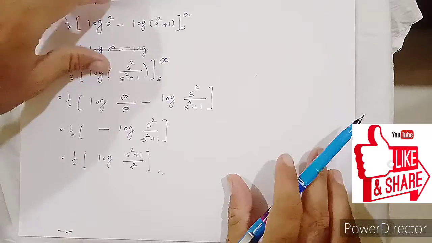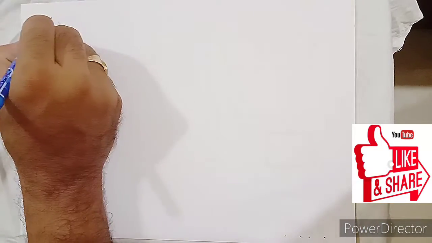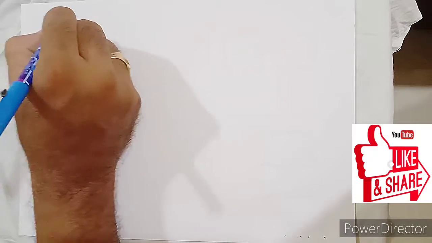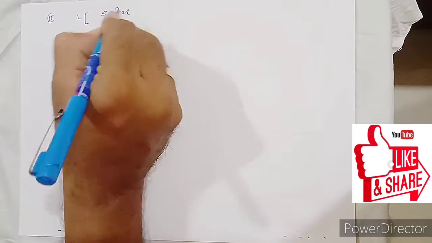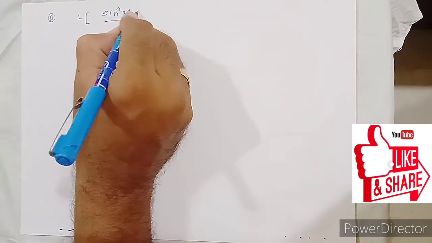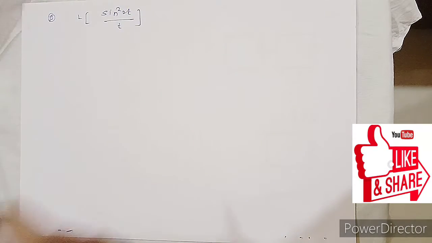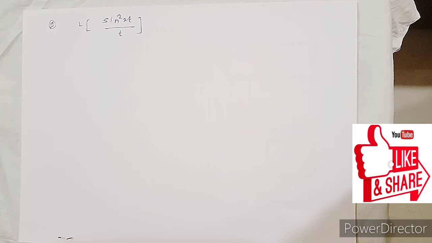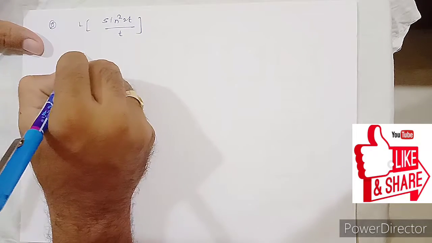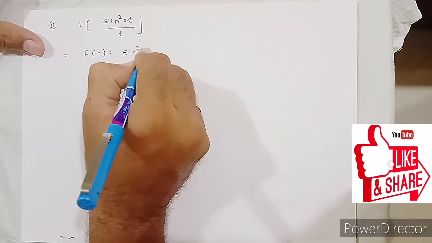Now we move on to the next numerical. Next numerical is find Laplace transform of sin square 2t divided by t. So next numerical is, they are asking find Laplace transform of sin square 2t upon t, right? Now tell me what is the f of t here? F of t is sin square 2t, right?